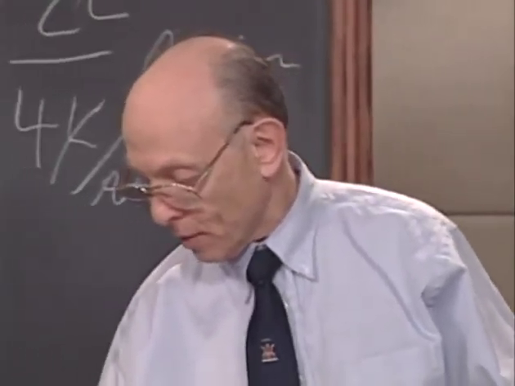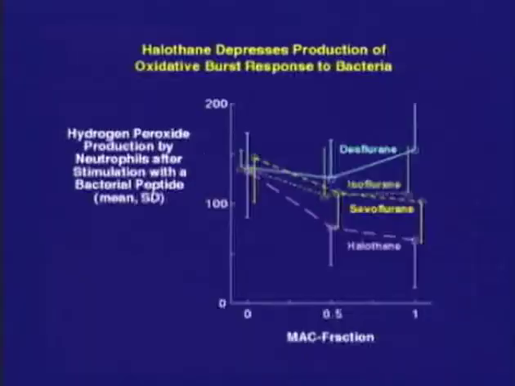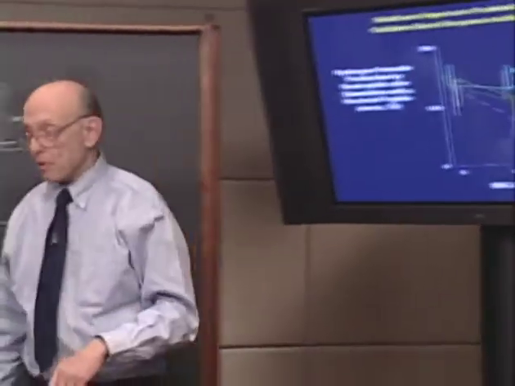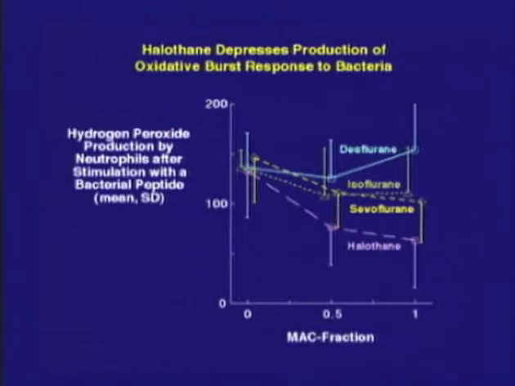Now, anesthetics and surgery can also compromise the immune system in other ways. For example, the stress of surgery may increase adrenal hormones. Or anesthetics may depress the oxidative burst response of neutrophils to bacteria. And this is a slide showing a test of that, showing the hydrogen peroxide production by neutrophils after stimulation with a bacterial peptide. Desflurane, isoflurane, and sevoflurane do not depress that response. The only anesthetic that does depress it happens to be halothane. Whether that's of any importance or not, we're not really sure.